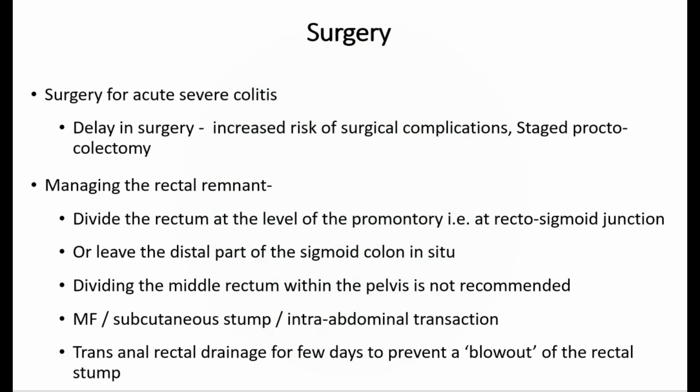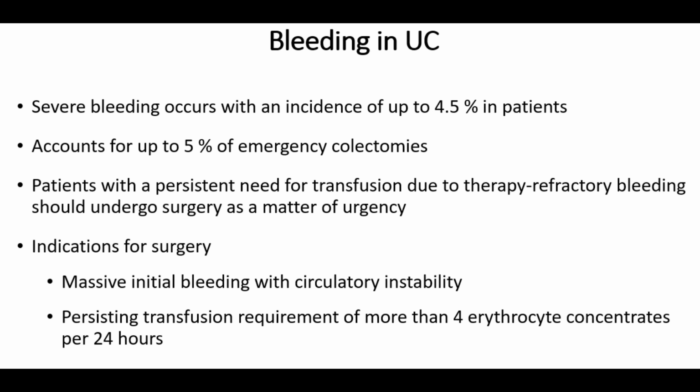Bleeding in ulcerative colitis. Severe bleeding occurs with an incidence of up to 4.5% in patients, and it accounts for 5% of emergency colectomies. Patients with persistent need for transfusion due to therapy-refractory bleeding should undergo surgery as a matter of urgency. The indications of surgery with bleeding are massive initial bleeding with circulatory instability or persistent transfusion requirement of more than 4 erythrocyte concentrates per 24 hours. Then we should take these patients for emergency surgery.